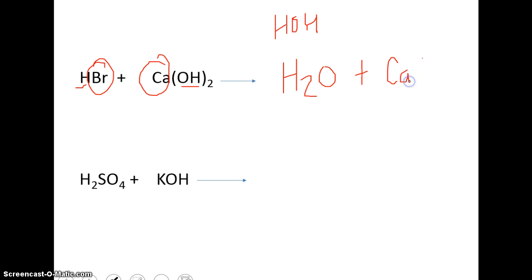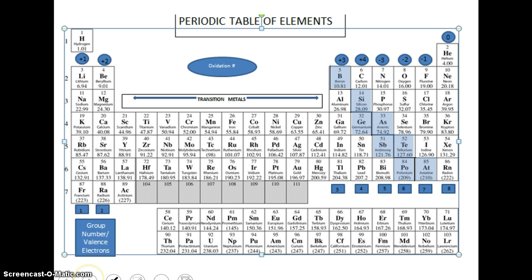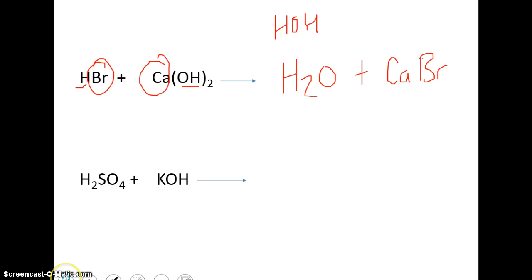And then when you do have the Ca and the Br, you do also need to worry about charges. So we'll look at the periodic table. Here's Ca, that's a +2. Here's Br, that's a -1. So Ca was a +2, Br was a -1, so you cross your charges over to get CaBr2.